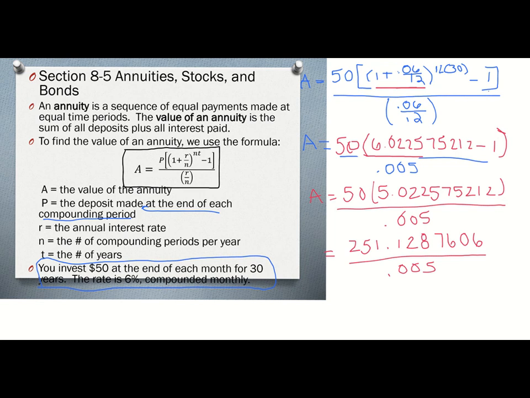And when I do the division, and again, you never want to round until the end, I end up with 50,225.7575212. But because we're talking money, it's going to be $50,225.75. Because again, you'll round to the hundredths for your money. So at the end of the 30 years, if I invest $50 every month for the next 30 years, I will have $50,225.75.